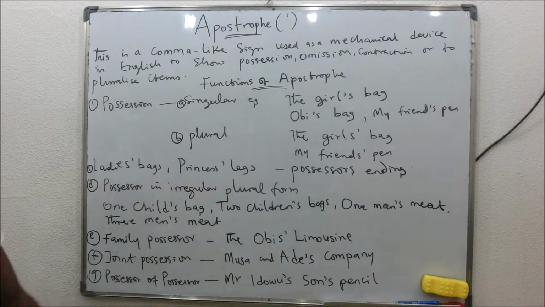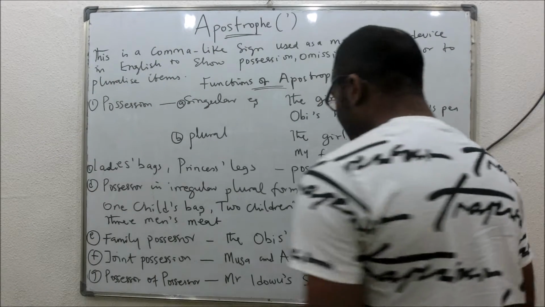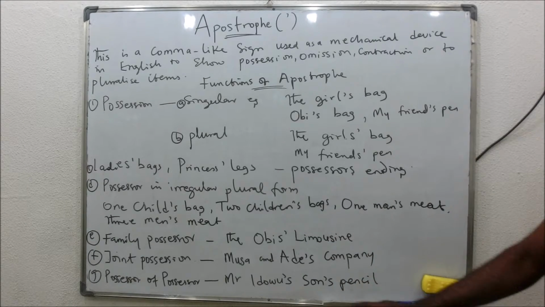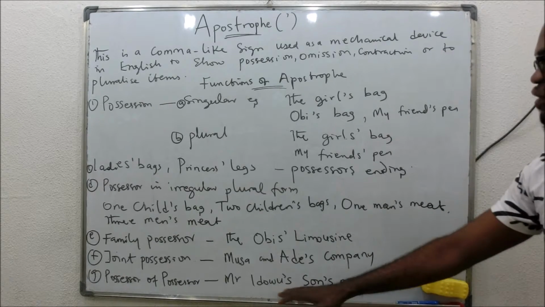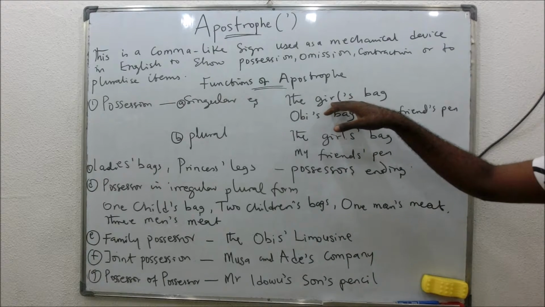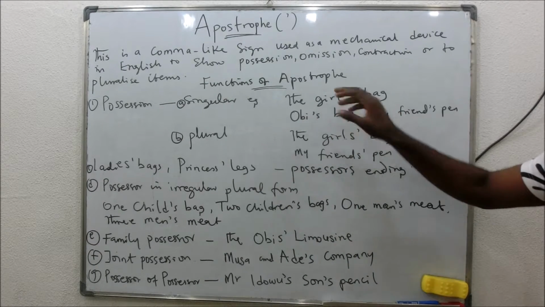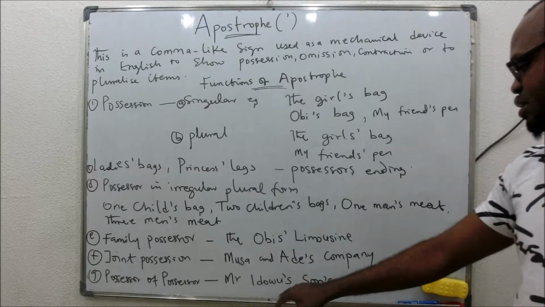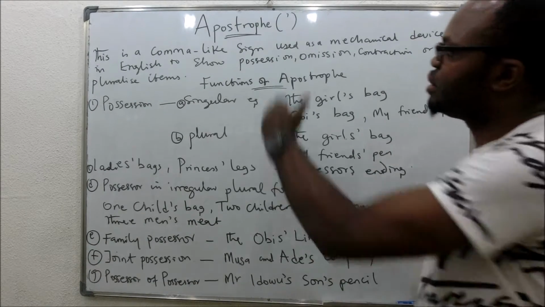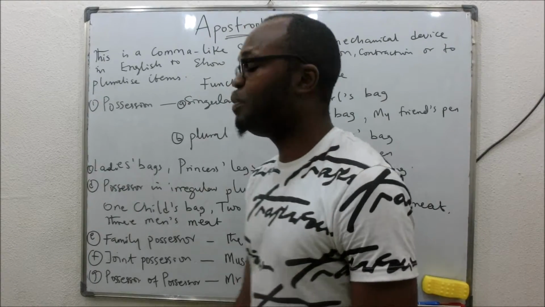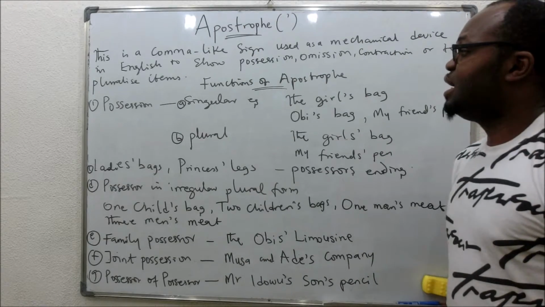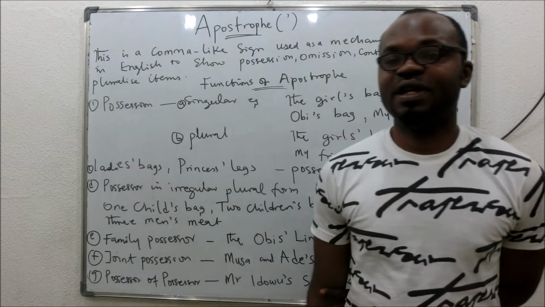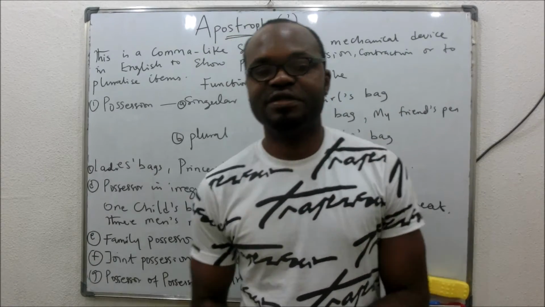Now we have possessor of possessors. Then we have Mr. Idowu's son's pencil. So see, two of them come naturally, just the way singular position appears. So we have Mr. Idowu's son's pencil. So take note of all these, very, very important. These are the functions of apostrophe. In subsequent classes, we're going to delve into other functions of apostrophe.